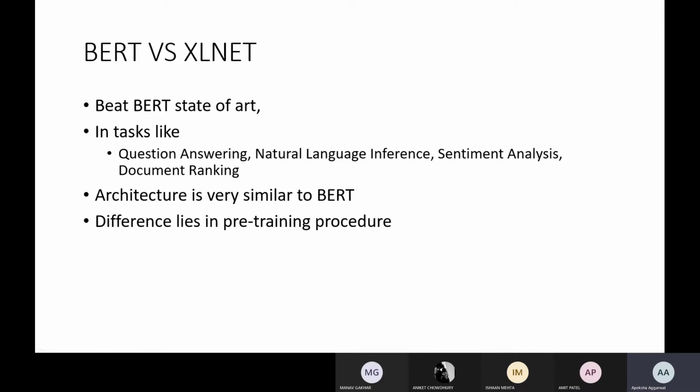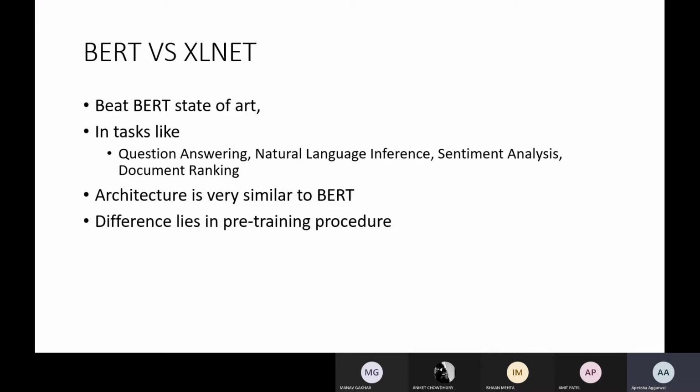So there was a disadvantage of BERT. Can anyone say what was the disadvantage of BERT? Think about it, because in BERT, several words are missing in the whole sentence, and those words are picked randomly.